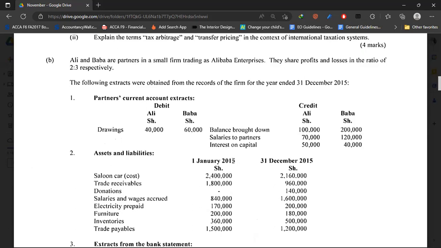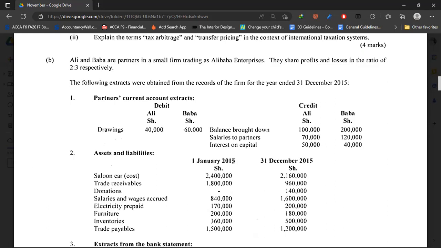They share profits and losses in the ratio of 2:3, respectively. The following extracts were obtained from the records of the firm for the year ended 31st December 2015. Partners' current account extract. We have the debit and the credit. Drawings: Ali 40,000, Baba 60,000. On the credit, balance brought down 100,000 for Ali, 200,000 for Baba. Salaries to partners 70,000 for Ali, 120,000 for Baba. Interest on capital 50,000 for Ali, 40,000 for Baba. Number 2, assets and liabilities.